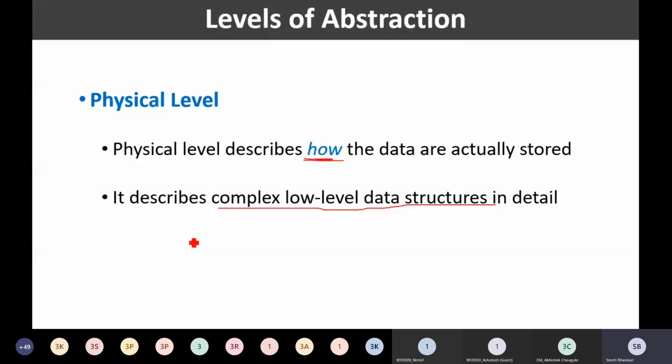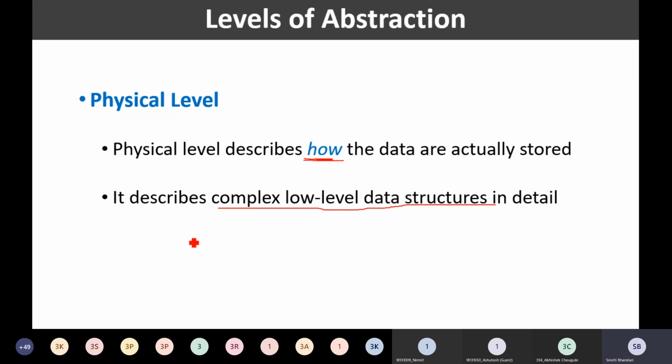So we are hiding something from the users who are working on the top levels. This is the lowest level, and that is why users like database administrators and designers only need to know how the data are actually stored. Whether it has been stored in consecutive memory locations, or what kinds of low-level data structures are used to store that data, this kind of information comes under this physical level of abstraction.